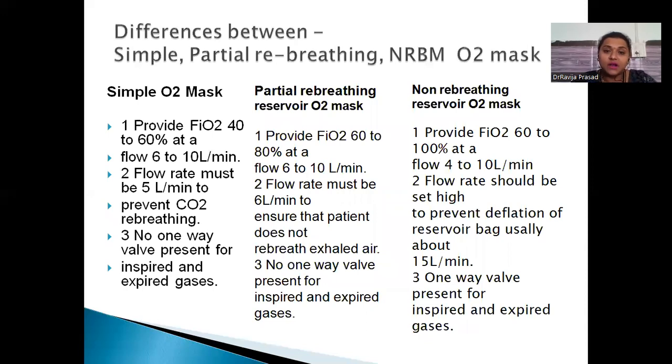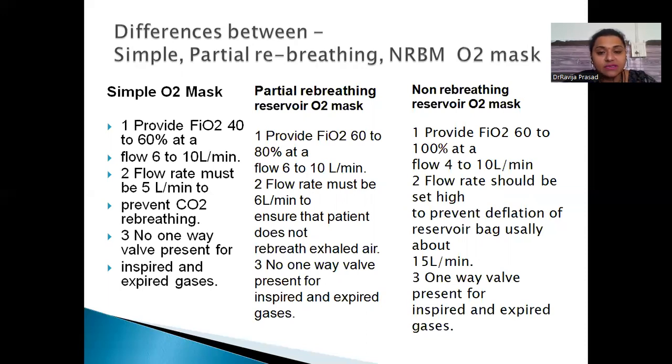Difference between the simple, partial rebreathing, and non-rebreathing O2 masks. Now, simple O2 mask, partial rebreathing reservoir mask, and non-rebreathing reservoir O2 mask. These are the three kinds of masks available for the patient. In the simple O2 mask, it provides FiO2 of 40 to 60% at a flow rate of 6 to 10 liters per minute. Flow rate must be at least 5 liters per minute to prevent CO2 rebreathing. No one-way valve is present for inspired and expired gases.